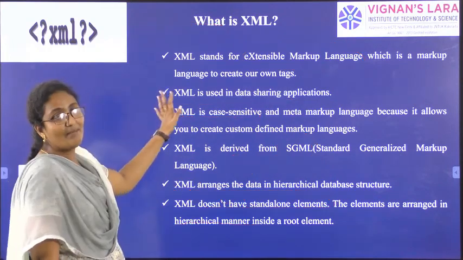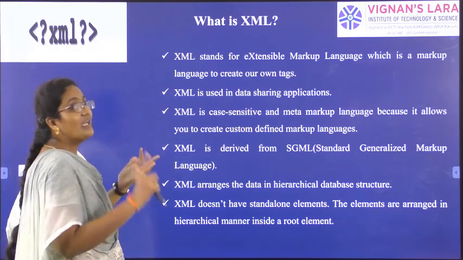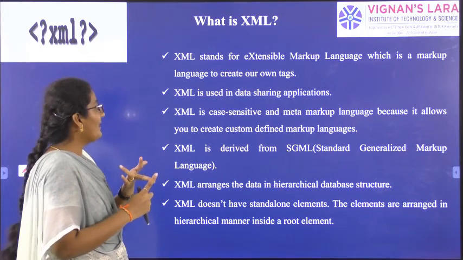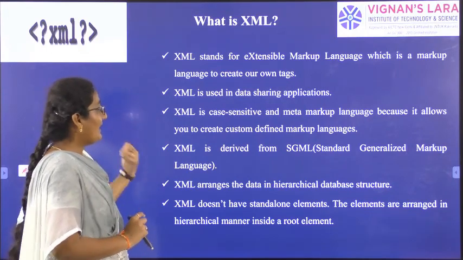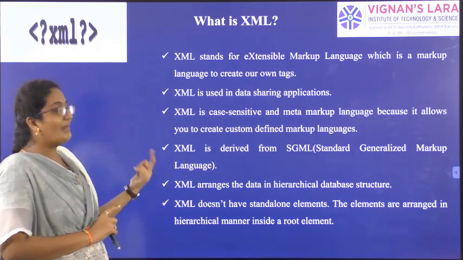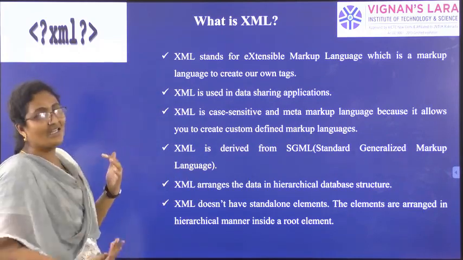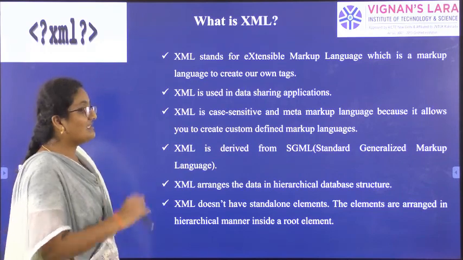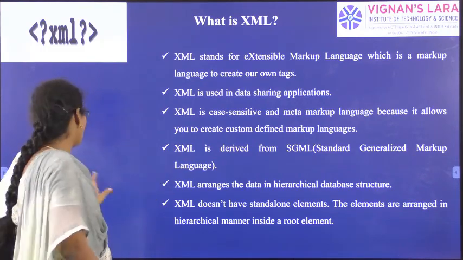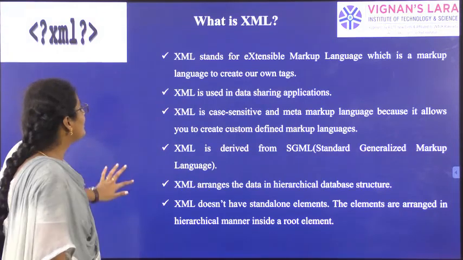So XML is the Extensible Markup Language. It is used to create our own tags. It is used for data sharing applications. It is case sensitive. XML is derived from Standard Generalized Markup Language. In XML we need to arrange data in a hierarchical database manner. We don't have any standalone elements here. The elements are arranged inside the root element. So this is what XML is.